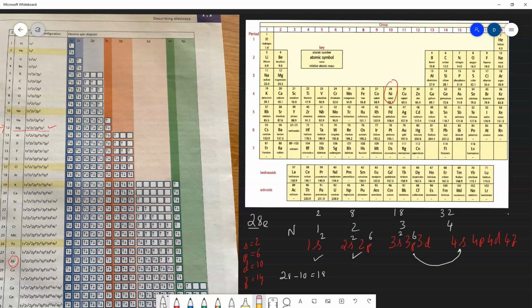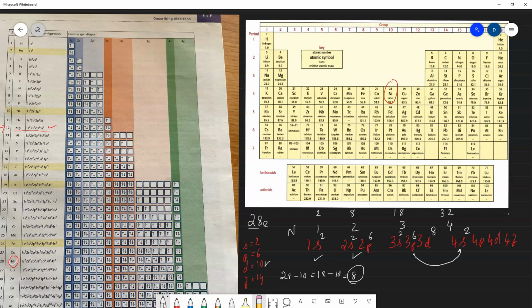It takes a maximum of 2. So how many do you have now? Out of 18, you got 8 and 2. 10 you are given. So you have the remaining 8. Now the d orbital can take 10 maximum, so 8 will go there.